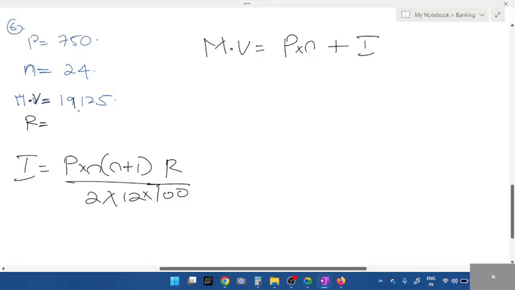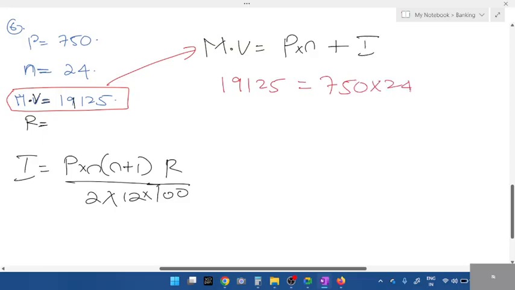Interest. And what did I tell you? Whenever maturity value is given, use maturity value first. Use this, you'll get the value of interest. Substitute interest, you'll get the value of R. 19,125 is equal to 750 into 24 plus I. Find the value of interest, all of you.